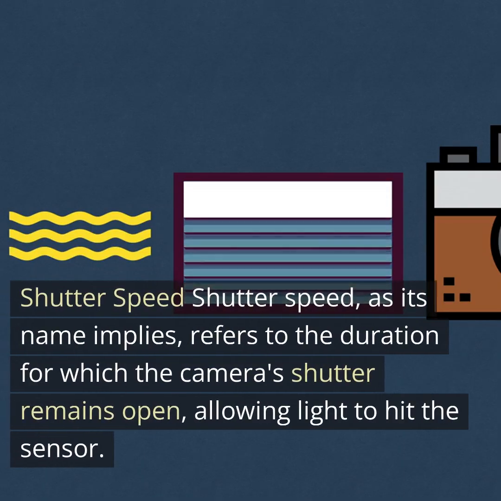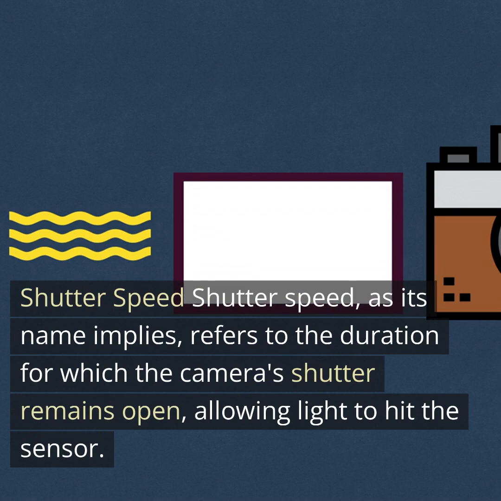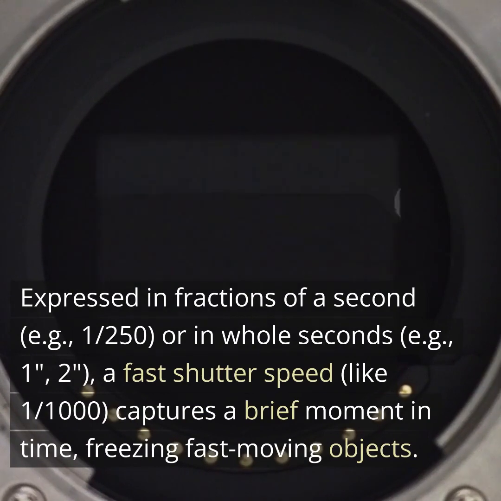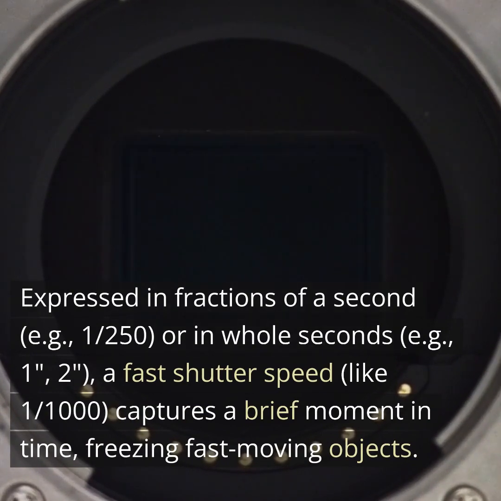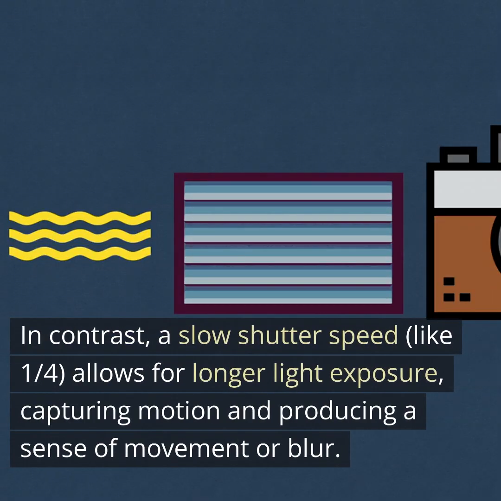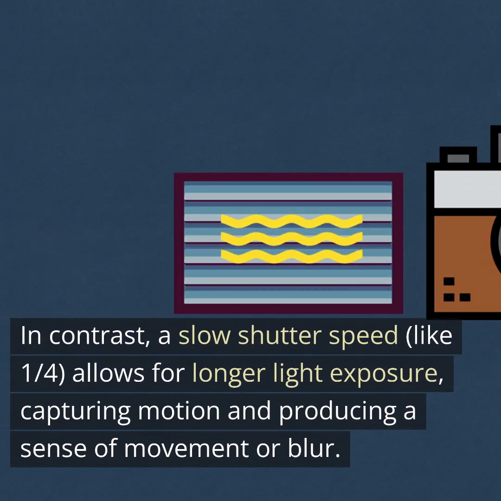Shutter speed, as its name implies, refers to the duration for which the camera's shutter remains open, allowing light to hit the sensor. Expressed in fractions of a second, e.g., 1/250th, or in whole seconds, e.g., 1", 2", a fast shutter speed, like 1/1000th, captures a brief moment in time, freezing fast-moving objects. In contrast, a slow shutter speed, like 1/4, allows for longer light exposure, capturing motion and producing a sense of movement or blur.